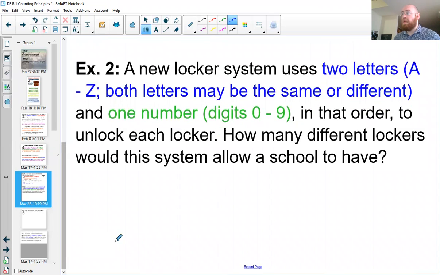Example 2. A new locker system uses 2 letters, A through Z. Both letters may be either the same or different, and 1 number, digits 0 to 9, in that order to unlock each locker. How many different lockers would the system allow a school to have? Or a gym, I suppose. We're watching this online. We don't have to restrict ourselves to a school building.